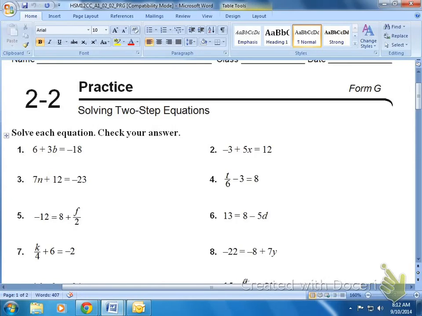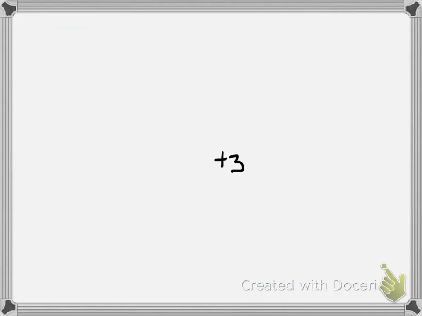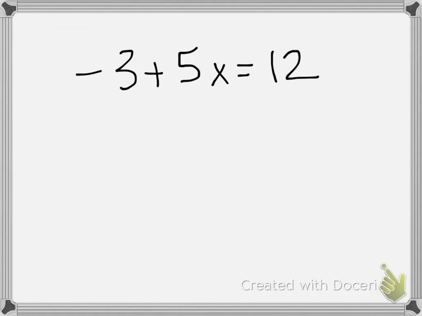All right, so let's look at number 2. Negative 3 plus 5x equals 12. What would be the first thing that you would remove? The negative 3. And how would you remove it? You would add 3. Let's go to a different screen. Negative 3 plus 5x equals 12. Okay, so you would add 3 to cancel out the negative 3.